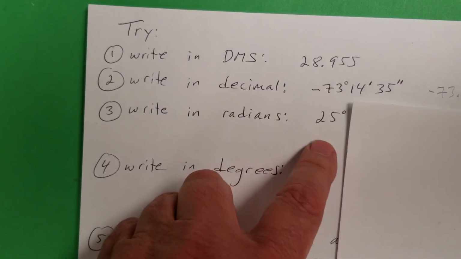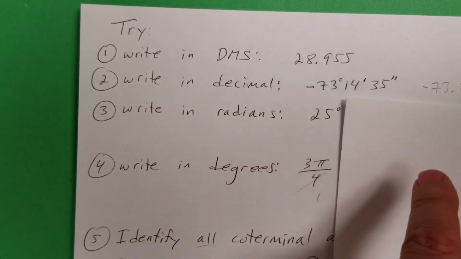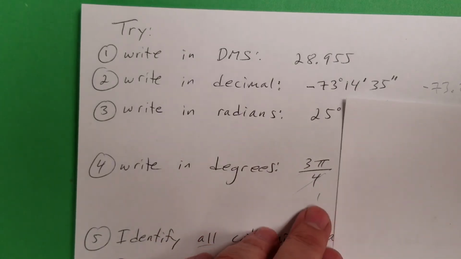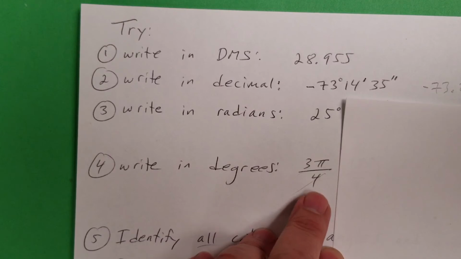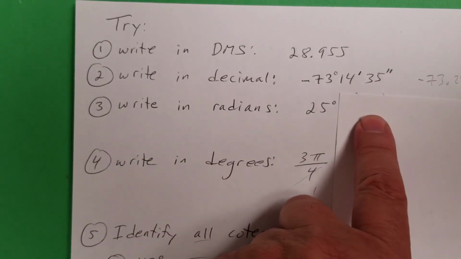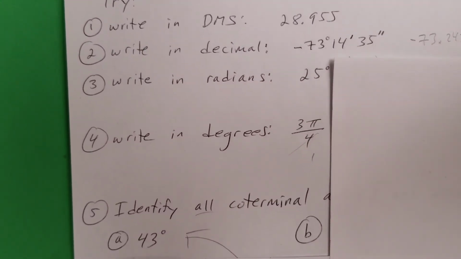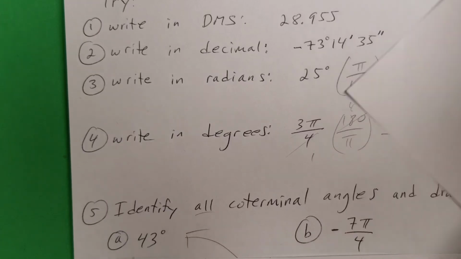Right, so this is write in radians. So this is degrees, write it in radians. I know you saw the answer, but try to do it without looking. And this is radians, try to write it in degrees. Remember, it's either times pi over 180 or times 180 over pi, one or the other.